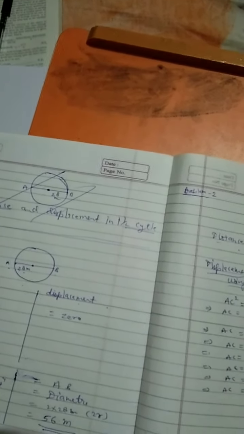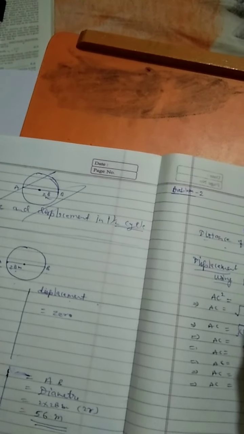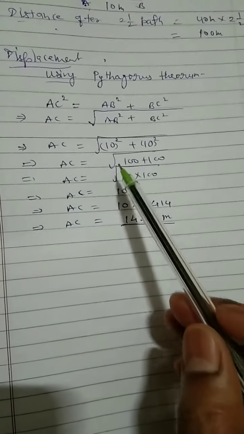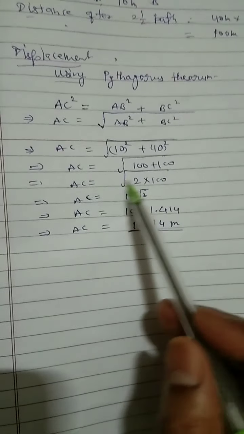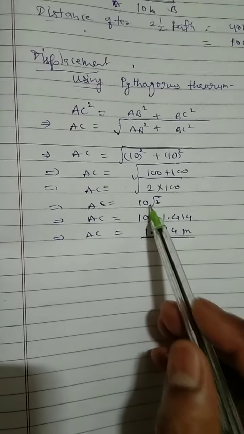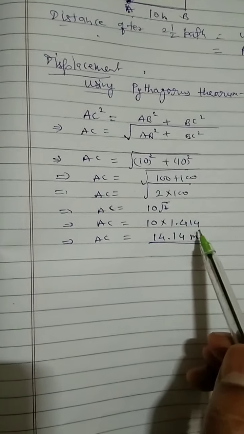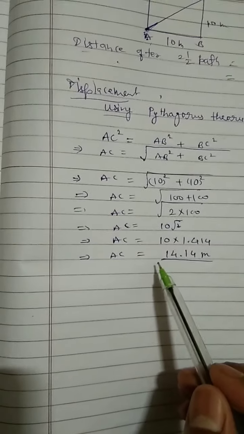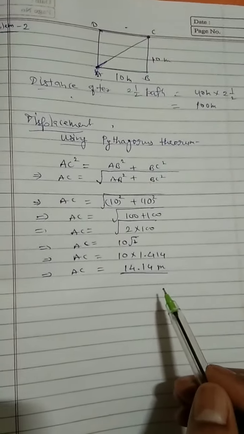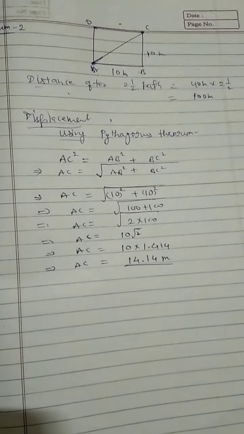In this, square of AC will be equal to square of AB plus square of BC, and AC will be under root of AB square plus BC square. Then AC will be equal to under root of 10 square plus 10 square, that is 100 plus 100, and 2 into 100 we can write. Under root of 100 is 10, root 2 value is 1.414, and when we multiply, we get 14.14 meter. So this is the solution of the second problem.